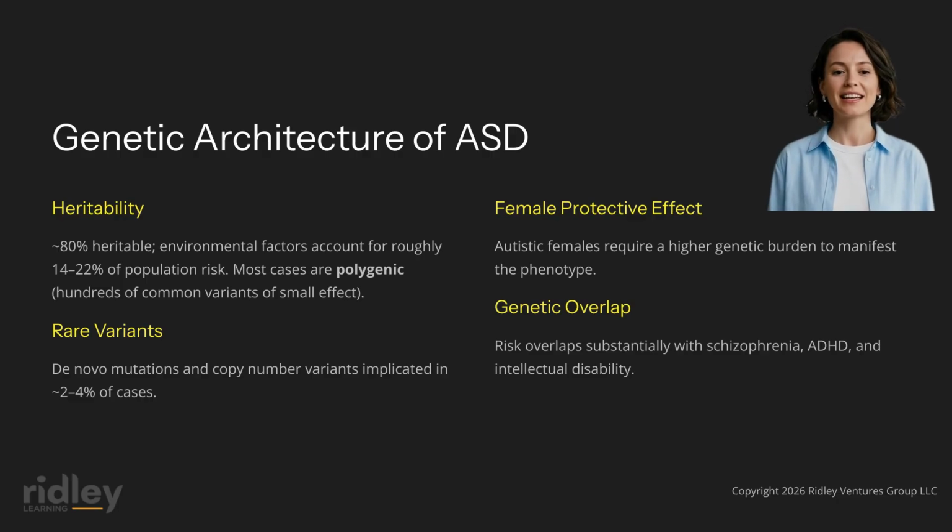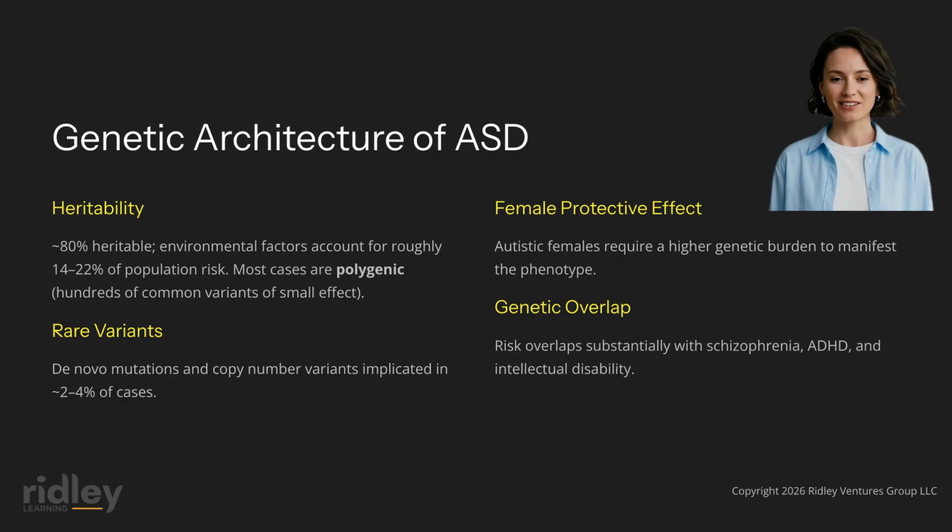Now let's explore the etiology of autism, beginning with genetic architecture. Autism spectrum disorder is among the most heritable psychiatric conditions, with twin and family studies converging on heritability estimates of approximately 80%, a figure that has been replicated with high consistency across multiple twin and family studies, and environmental factors accounting for roughly 14 to 22% of population risk.